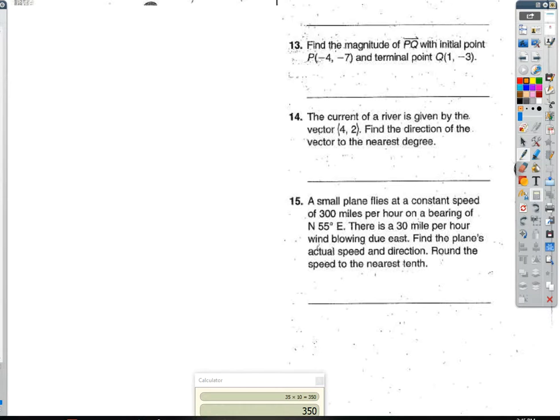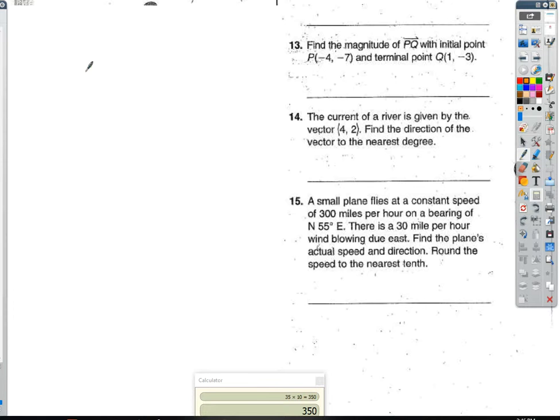So we're going to take a look at problem number 15 on the chapter test for chapter 8, extended response, form B. So we have a small airplane that's flying at a constant speed of 300 miles per hour at a bearing of north 55 degrees east.